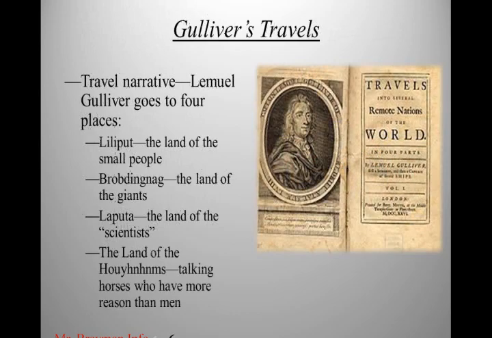Alright, so let's turn our attention to Gulliver's Travels now. Gulliver's Travels is a travel narrative written in prose. It's about a man named Lemuel Gulliver, who goes to 4 different places, right? He goes to Lilliput, the land of the small people. He goes to Brobdingnag, the land of the giants. He goes to Laputa, the land of the scientists. And finally he goes to the land of the Houyhnhnms, who are these talking horses who have more reason than men.